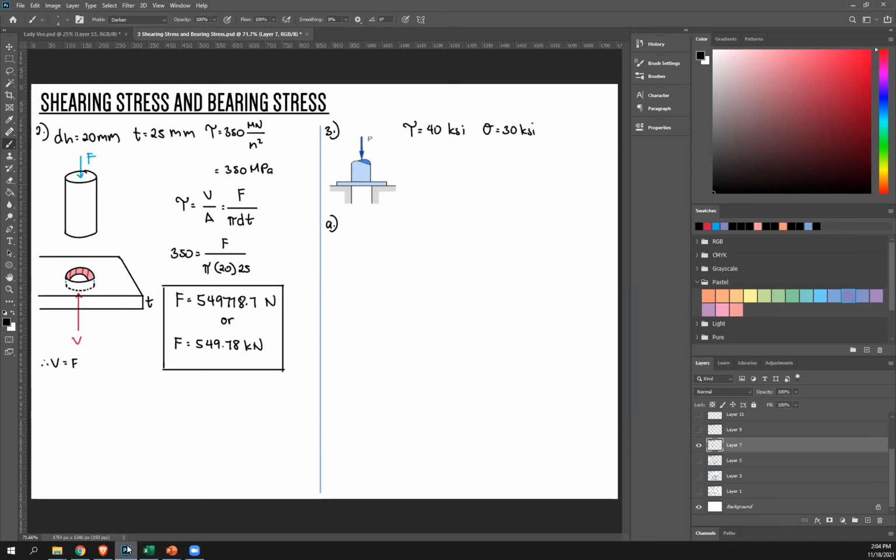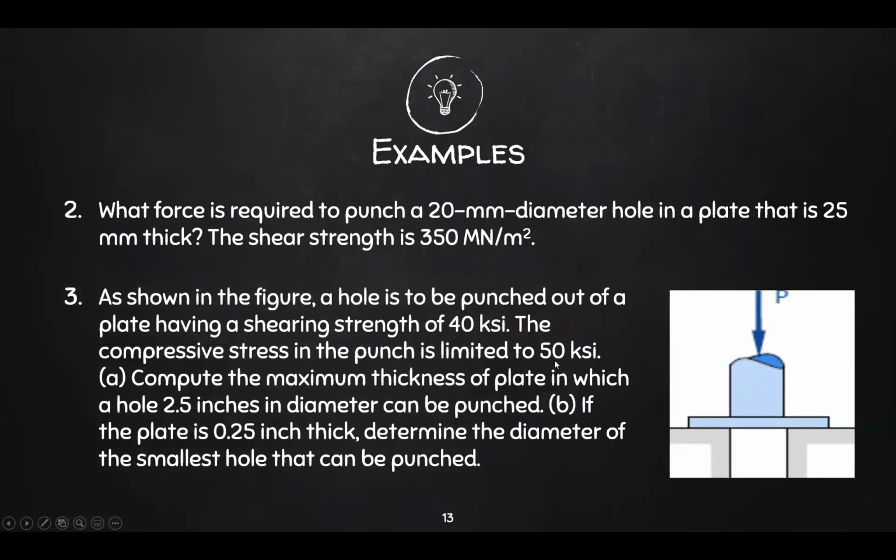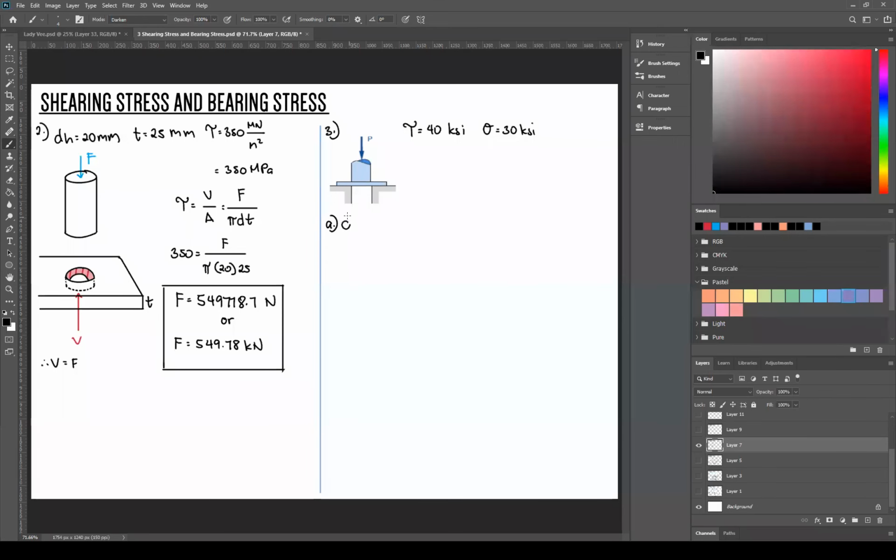Let's start with part A. Compute the maximum thickness of plate in which a hole 2.5 inches in diameter can be punched. So we're looking for thickness given the diameter of the hole, 2.5. So I'll write that as well: d_H equals 2.5 inches. Again, this is 50. To solve for thickness, figure out what equation has thickness. That is shear stress, right? Shear stress equals V over A, and we already know that A is simply pi d t.